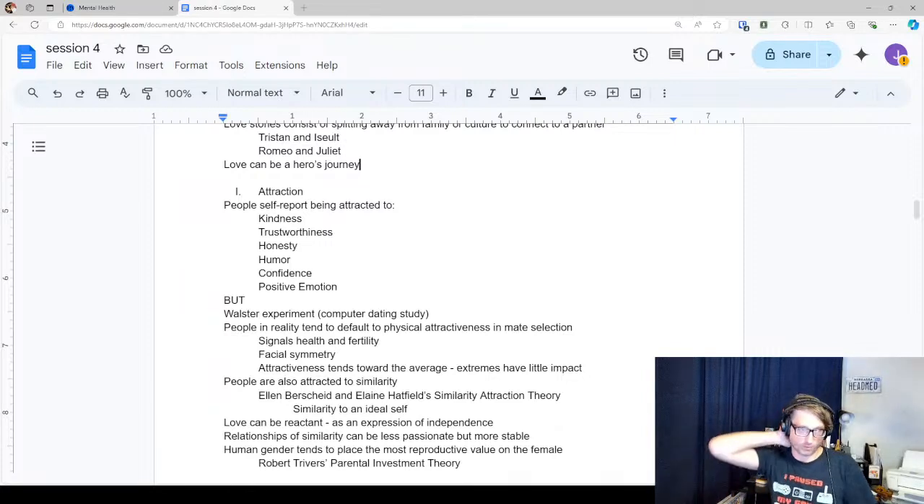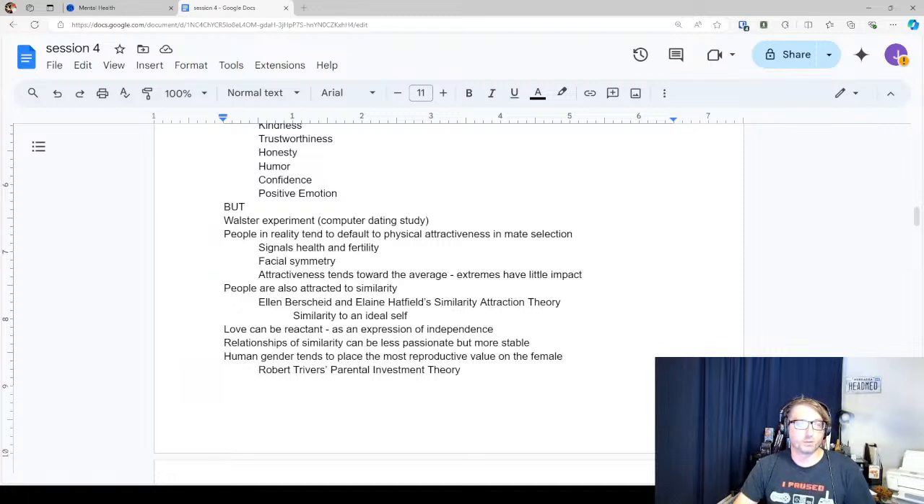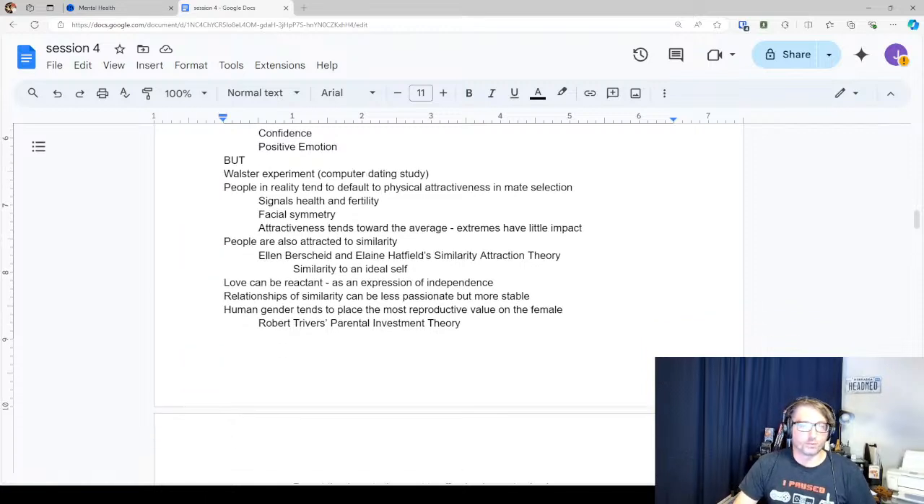So we're going to start with attraction now. People tend to self-report being attracted to things like kindness, trustworthiness, honesty, humor, confidence, and positive emotion. But in the Walster experiment, a computer dating study, I believe from the 60s or 70s, in reality, people tend to default to physical attractiveness in mate selection. So there's some of your red pill philosophy there. There is some truth to it. Of course, this is talking about pure attraction, what you find attractive. It doesn't really talk about anything further than that.